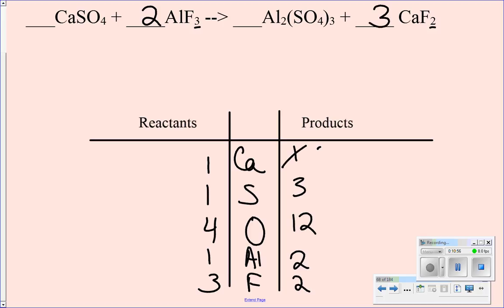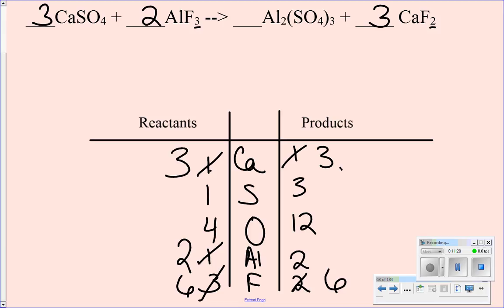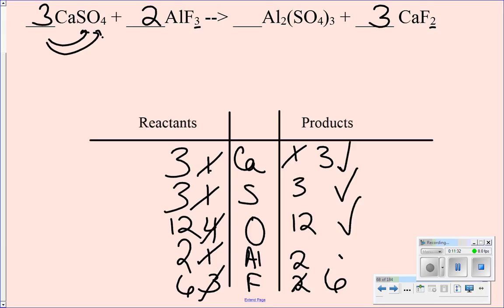What that's going to do for me is turn this into a 3, and this into a 6, this into a 2, and this into a 6. That cleaned up my aluminum and my fluorine. Now I have to deal with my calcium, my sulfur, and my oxygen. Because I have 3 calciums over here and only 1 over here, that tells me to plop a 3 right there. This distributes through, so it goes to the S, goes to the O, which means that's going to become a 3, and that's going to become a 12. So 3, 3, 12, 2, 6. Our ratio is 3 to 2 to 1 to 3. We are good to go.